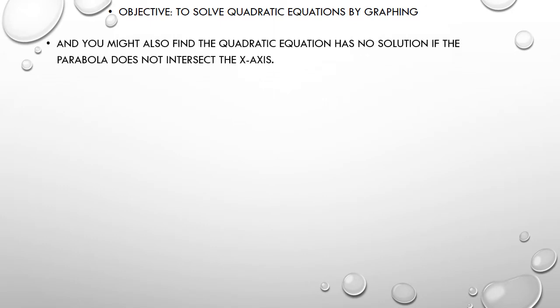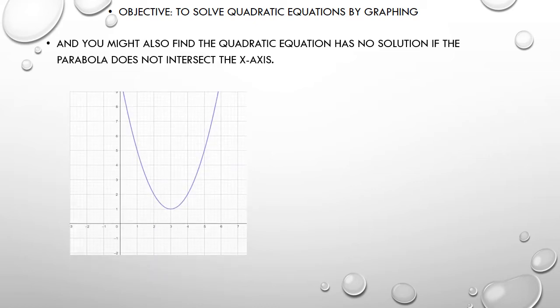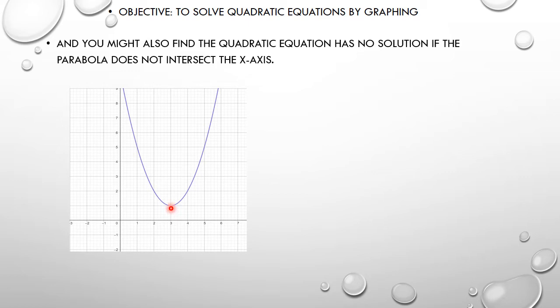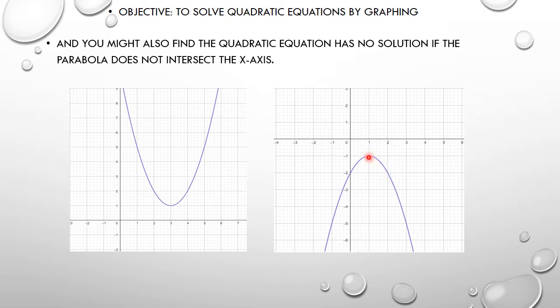In very few cases, the quadratic equation has no solution. If the parabola does not intersect the x-axis, the first example, if the vertex is above the x-axis and it opens upwards, this is the lowest point. The parabola can never be lower. It can never reach the x-axis, so no solution. Another example, if the vertex is below the x-axis and the parabola is opening downwards, this is the highest point, the maximum point in the parabola. It cannot reach the x-axis, so no solution since there is no x-intercept.